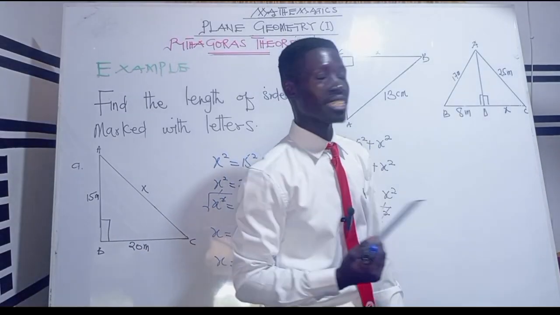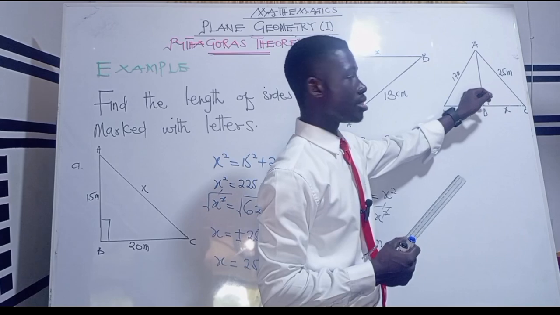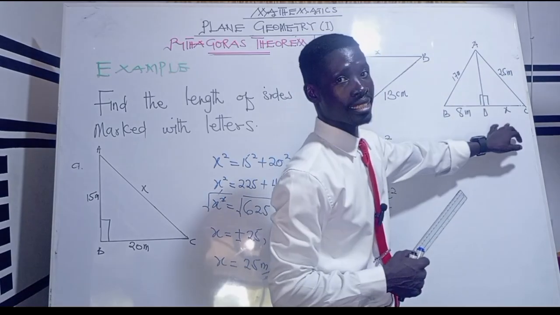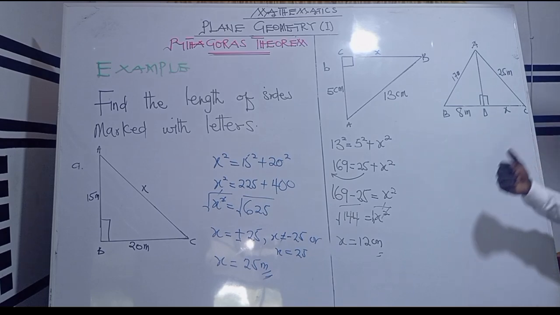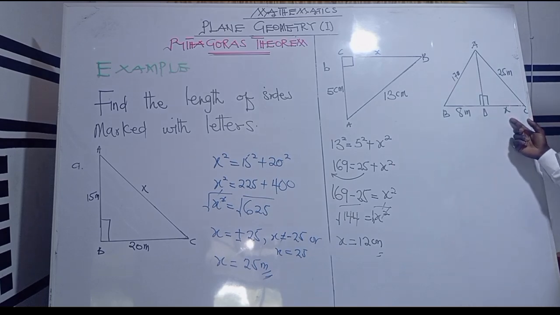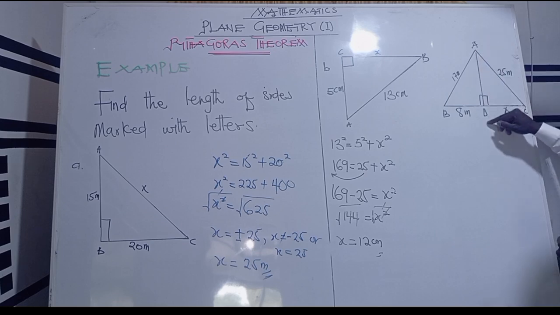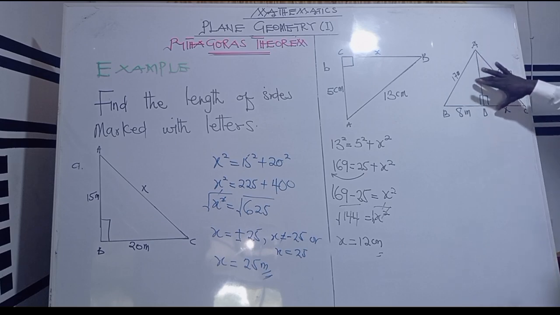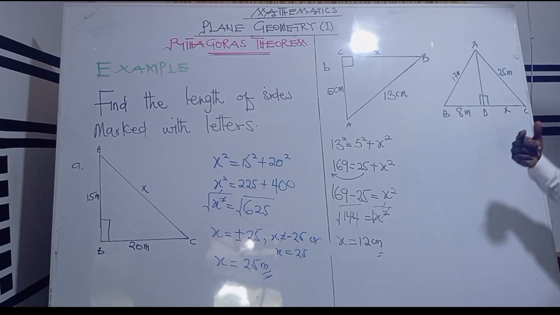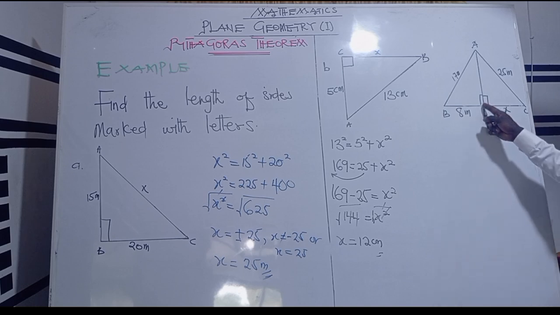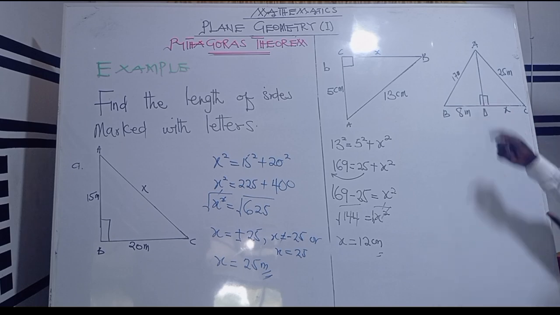So we have 3 triangles in one question. So we are going to find the value of x. Good. Now to be able to find the value of x here, we need to find the length of AD, so that we can apply the Pythagoras theorem to find the length of x. So let's find the length of AD by applying the Pythagoras theorem, because we have a right angled triangle.